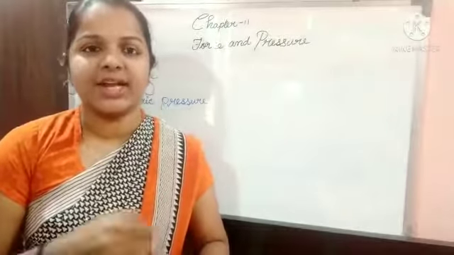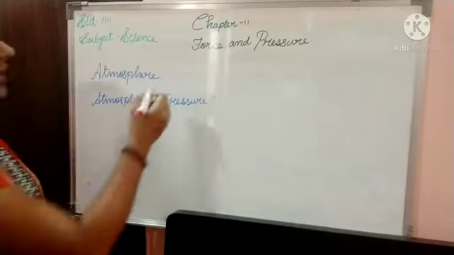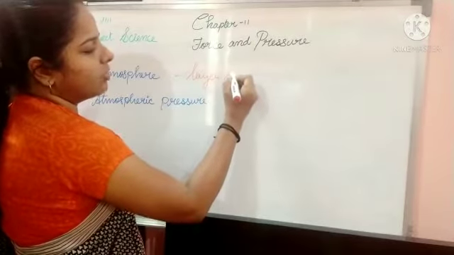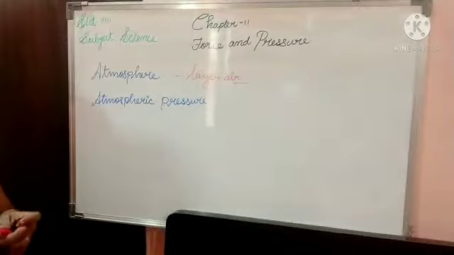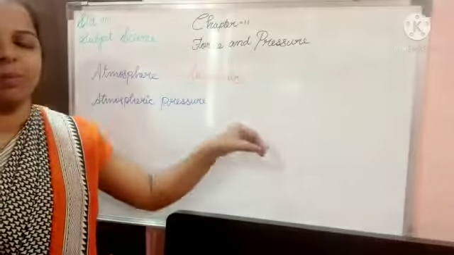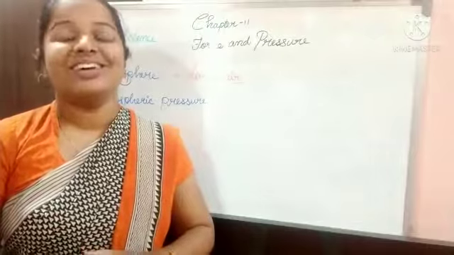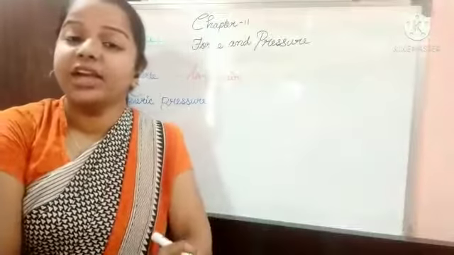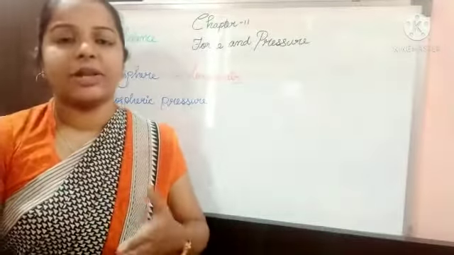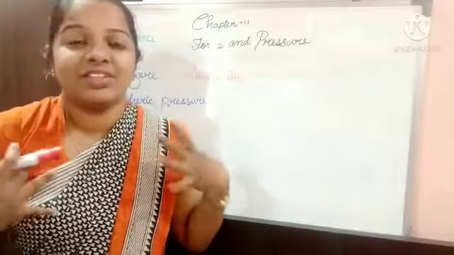Understand, students? Already I said what atmosphere is: the layer of air or blanket of air around the earth. The pressure exerted by the atmosphere is called atmospheric pressure. And one more thing, students: the blood inside our body also exerts pressure. That pressure and the atmospheric pressure keep our body balanced.